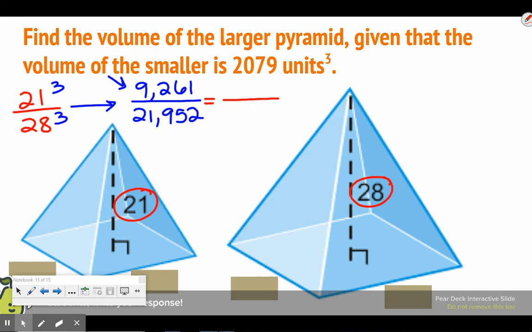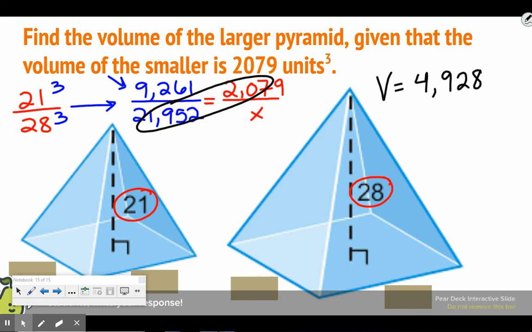Okay, we know the smaller one is 2,079, so I'm going to put that on the top with the smaller one. So then we can just cross multiply. I take 21,952 times 2,079. Ooh, we get a big number. And then divide that number by 9,261. So the big volume is going to be about 4,928 units cubed.